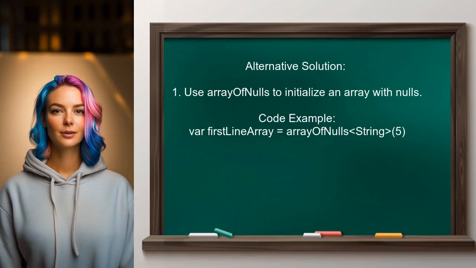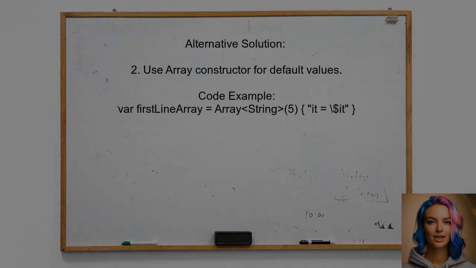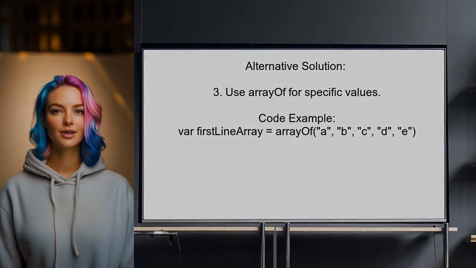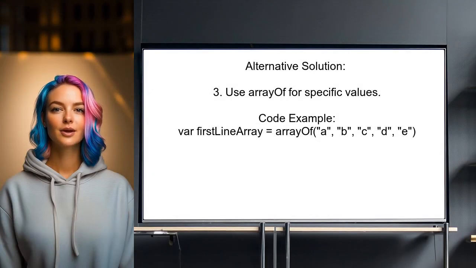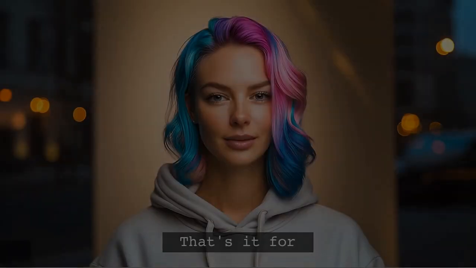An alternative approach to initializing arrays in Kotlin is to use the arrayOfNulls function. This creates an array of a specified size filled with null values. You can also initialize an array with a specific size and a default value using the Array constructor. For example, you can create an array with a string format for each index. Lastly, you can directly initialize an array with specific values using the arrayOf function, which creates an array with the given elements. That's it for that response.